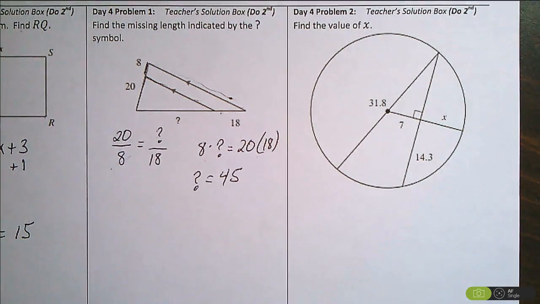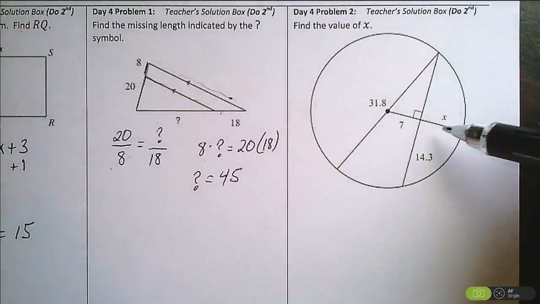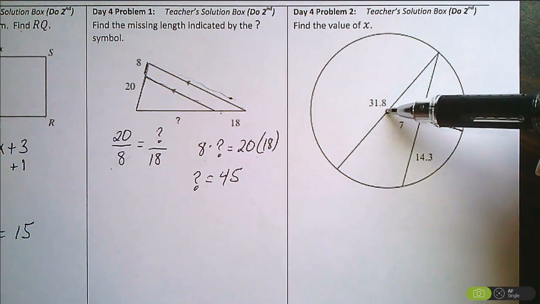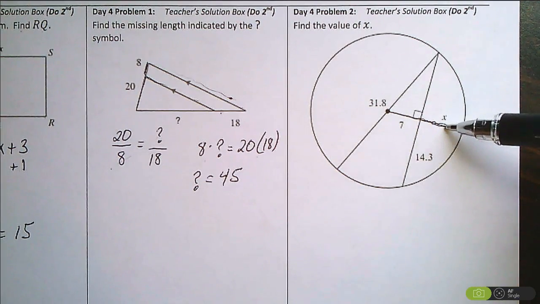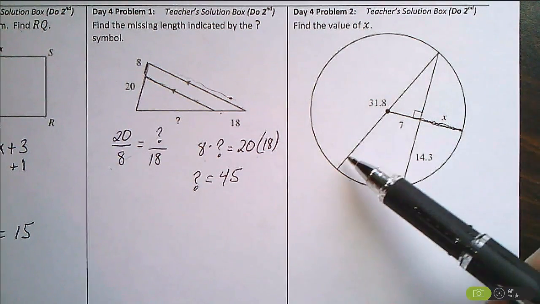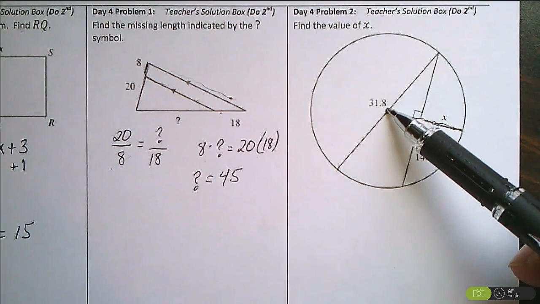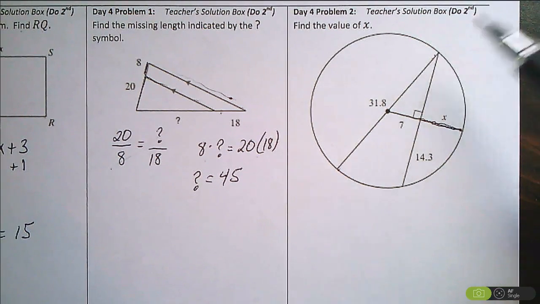Now day 4, problem 2. Find the value of x. The segment from here to here is x. That's part of the radius of that circle. Now the distance all the way across the circle, called the diameter, is 31.8.